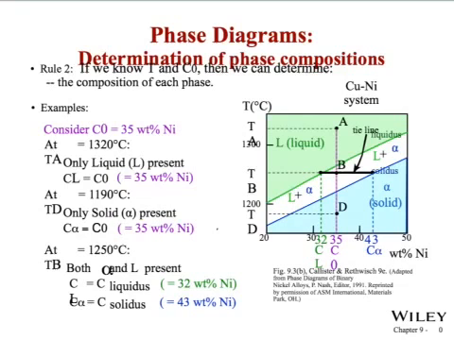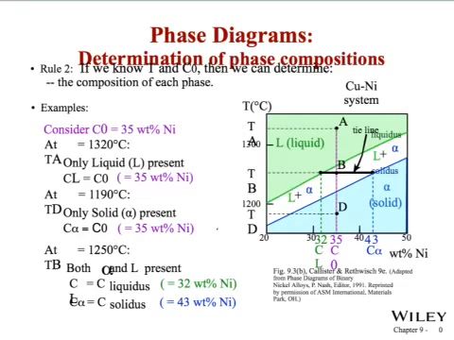So rule number 2 of the phase diagrams is that if we know the temperature and the concentration, then we can determine the composition of each individual phase. So that means we'll be able to find how much percent carbon we have in the liquid phase and how much percent carbon we have in the solidus phase, or whatever phases are present at that temperature and concentration.